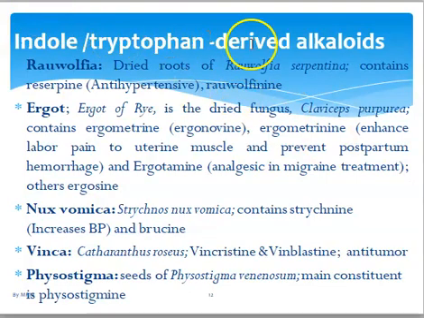Indole or tryptophan alkaloids, we have Rauwolfia. They are the dried roots of Rauwolfia serpentina. Contains reserpine. Of course, reserpine, we know it is one of the antihypertensives. Ergot. Now, ergot is also very important because these drugs are there in the pharmacy. They are gotten from ergot, the dried fungus Claviceps purpurea. The spelling is very important because they contain ergotamine, ergonovine, and ergometrine.